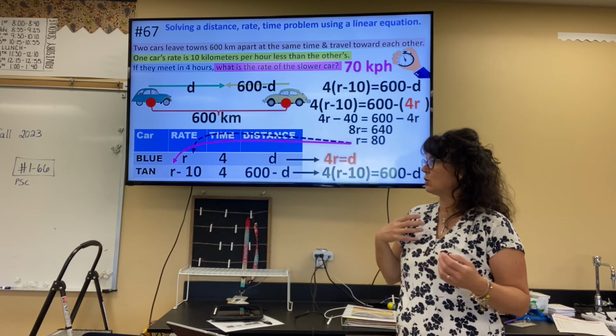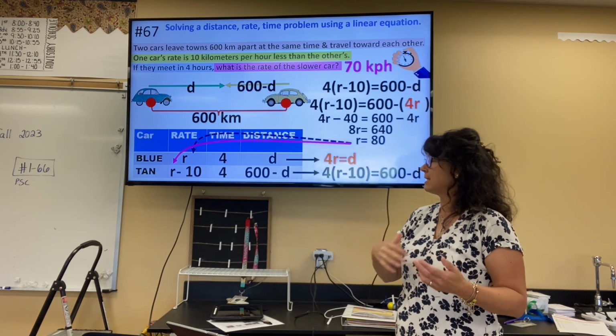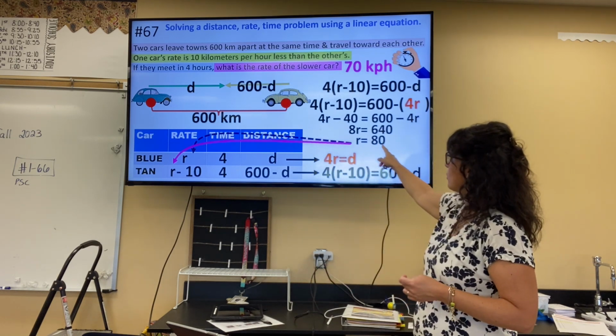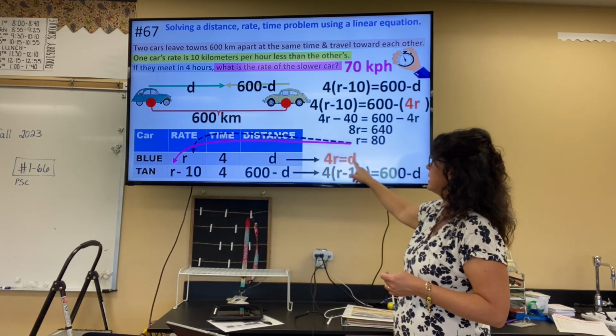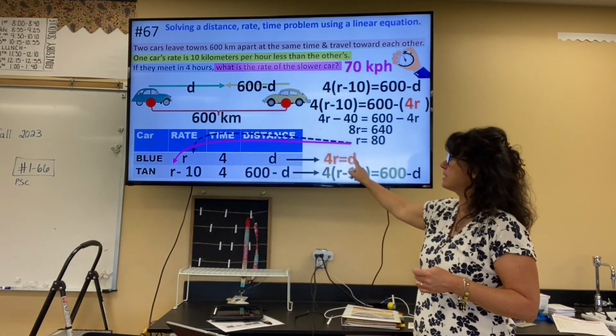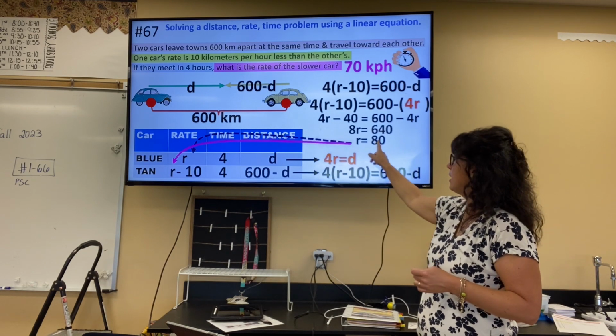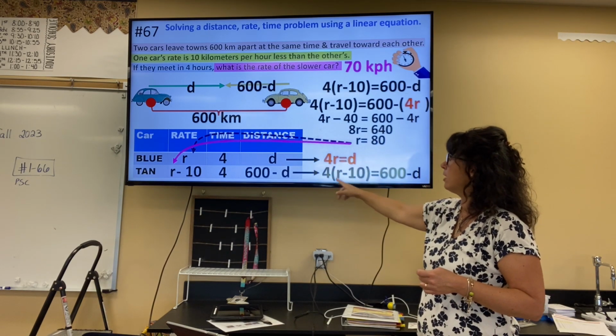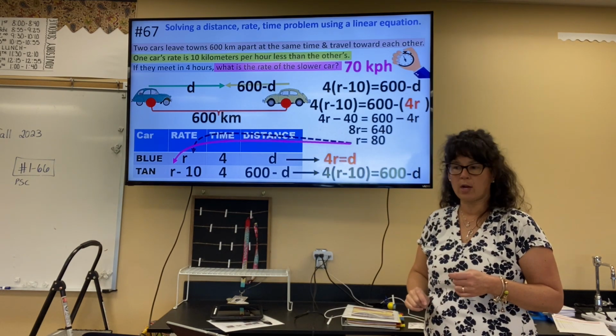If they ask you what distance did one of the cars travel, then you could take the 80 that we found here and substitute it into this equation, and we could find the distance the blue car traveled, or I could take the 80 and substitute that in here to find the distance the tan car traveled.